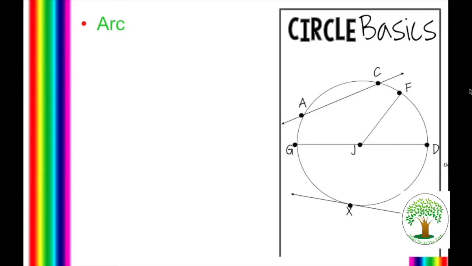The word arc. Notice that it's not ARK, it's ARC. We're not doing Noah here. We're doing parts of a circle. An arc is a part of a circle connecting 2 points on the circle. It's part of the circle, as opposed to the chord, which goes through the circle. This one is going to be on the circle.